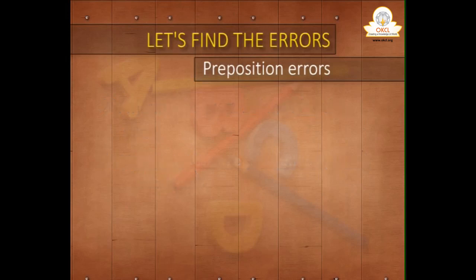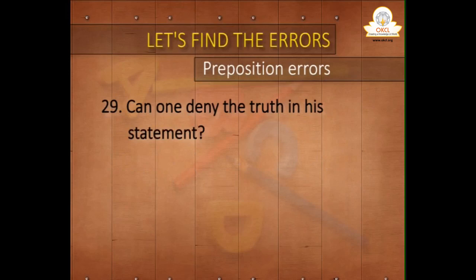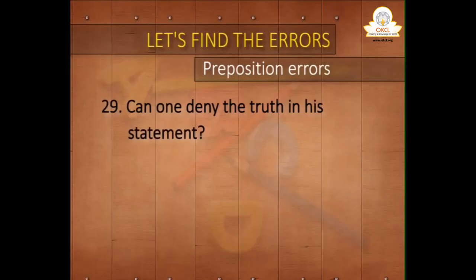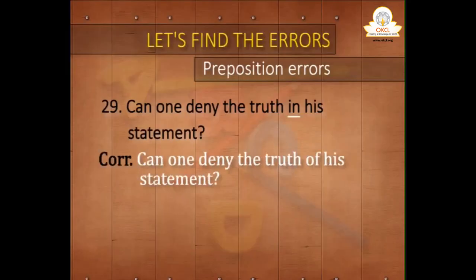Can one deny the truth in his statement? First, let me correct this sentence, then I'll tell you something else about it. "Can he deny the truth in his statement" is wrong. Truth of his statement, whatever he said, statement means whatever a person has said. Can one deny the truth of his statement? What I was going to tell you is something else.